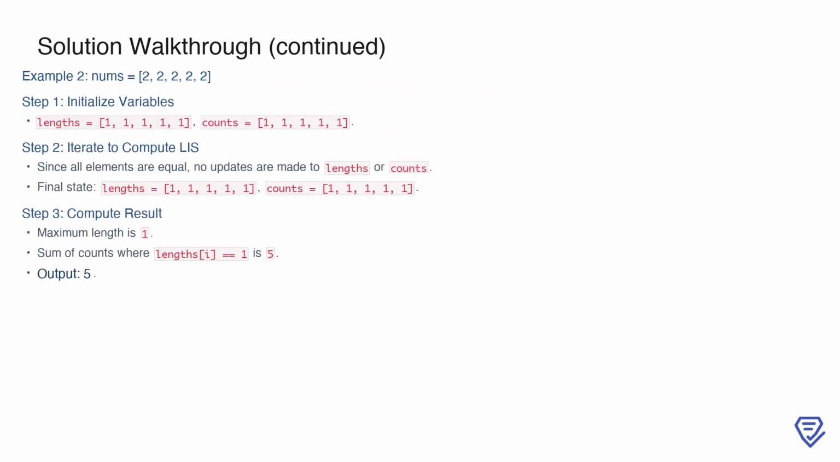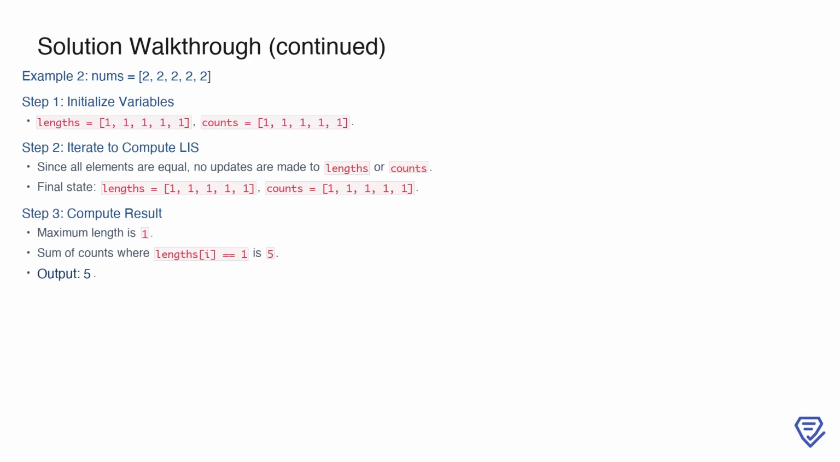In example 2, we consider nums equals [2, 2, 2, 2, 2]. Once again, we start by initializing the lengths and counts arrays to [1, 1, 1, 1, 1]. Since all elements are equal, no element can form an increasing subsequence with another. This means there are no updates to the lengths or counts arrays during the iteration. The final state remains lengths equals [1, 1, 1, 1, 1], and counts equals [1, 1, 1, 1, 1]. To compute the result, we observe that the maximum length of any LIS is 1, and the total number of such subsequences is the sum of counts where lengths[i] equals 1, which equals 5.